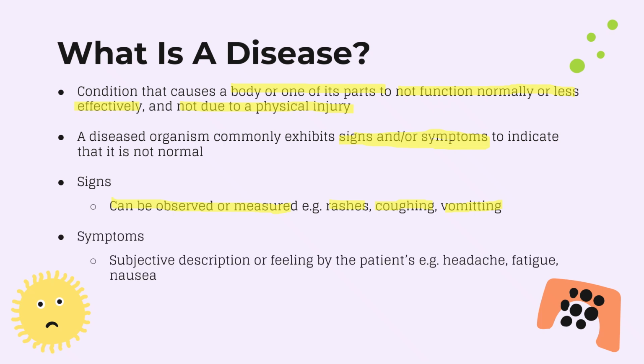Now, what is a symptom? A symptom, on the other hand, is a subjective description of feeling. Three examples: headache, fatigue, and nausea. These three examples, you know that they happen, but you do not know how intense it is. You can have a very bad headache or you can have a very slight headache. So it is not really considered a sign because they cannot really be measured.